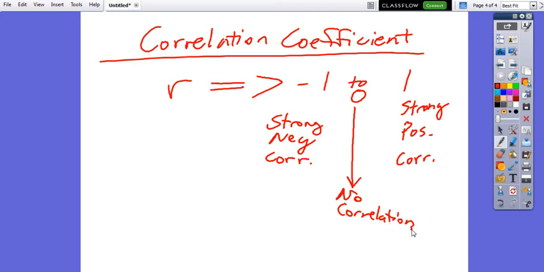So if I'm close to 0, is it strong or weak? It's weak. The closer I get to 1 or negative 1, the stronger it is. So what's the difference between negative 1 and 1? One's positive, one's negative. They're the same kind of strength. It's just that the slope of one is positive, the slope of one is negative. For example, let me put a couple of these things up here. The closer the data values are to the line, the stronger it is.